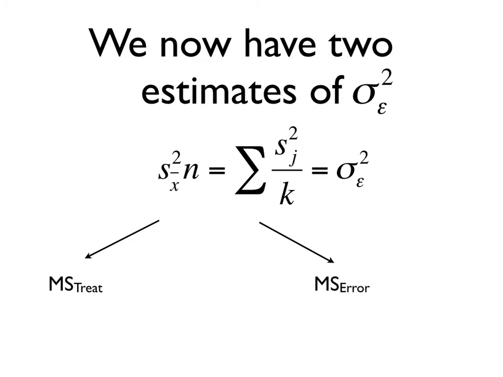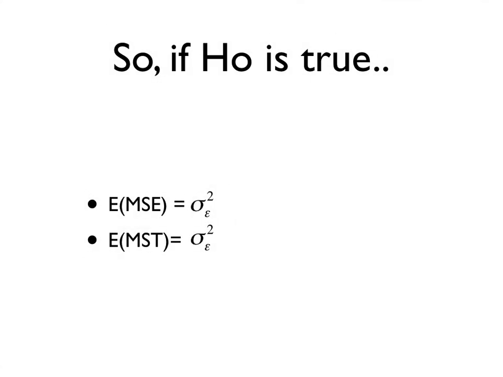Right? But that's what these two things are. Mean squared treatment is mean squared between groups. This is mean squared within groups. Okay. So now we have these two estimates of sigma squared sub epsilon. The expected value, if H0 is true, of mean squared error and mean squared treatment is both sigma squared sub epsilon. Like we've gone through the last 15 minutes, hopefully convincing you that that's true, that that's what we're trying to do, right?